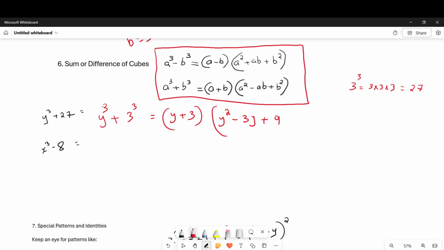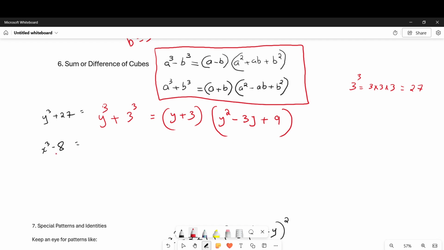See how fast we find the factors of that polynomial equation, using the sum or difference of cubes equations. Okay, let's see this one.